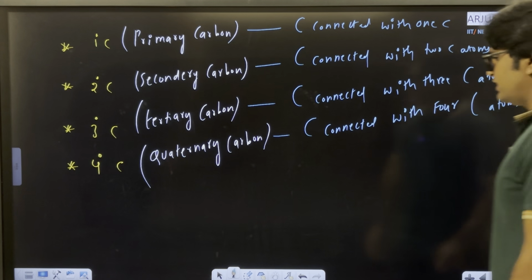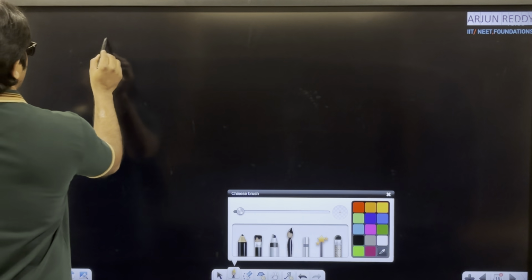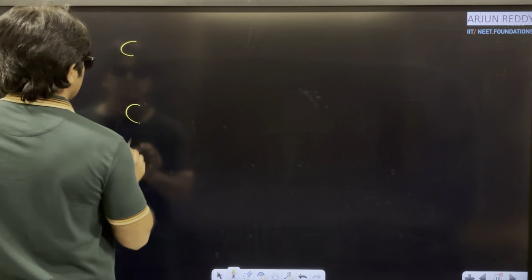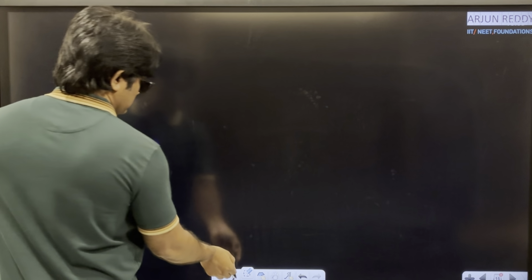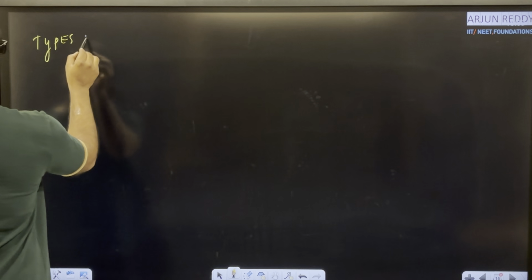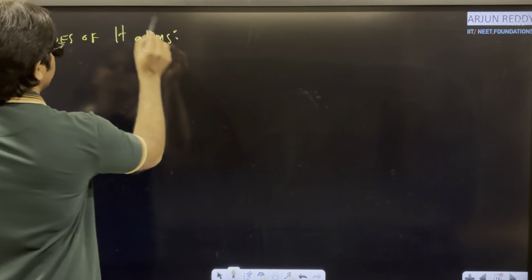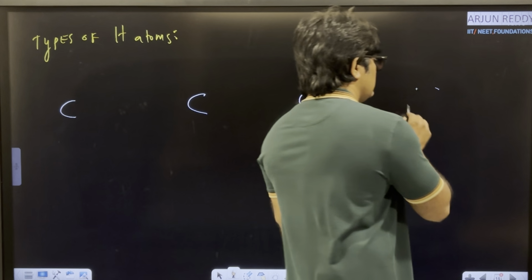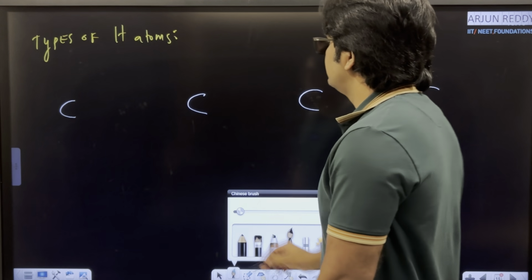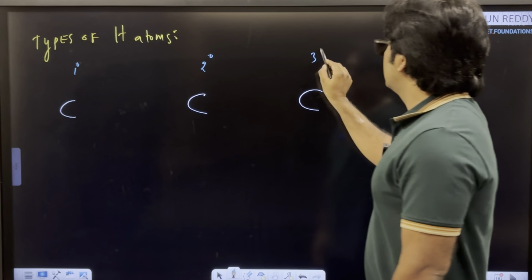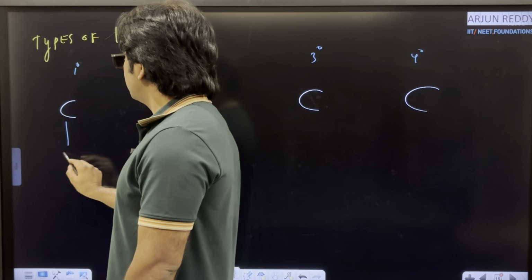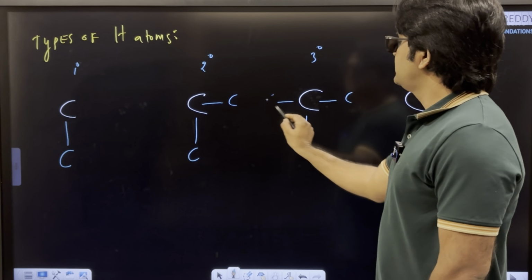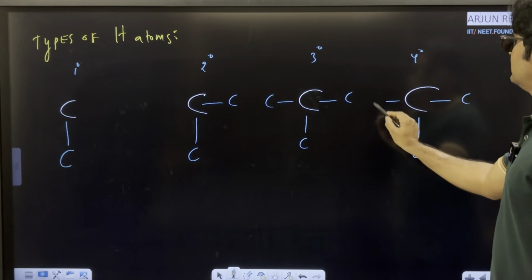Now come to types of hydrogen atoms. To understand types of hydrogen atoms, I am simply taking carbon, carbon, carbon, and carbon. For example, 1 degree carbon, 2 degree carbon, 3 degree carbon, and 4 degree carbon. What is the meaning of 1 degree carbon? Carbon connected with 1 carbon. 2 degree is nothing but carbon connected with 2 carbon atoms. 3 degree is carbon connected with 3 carbon atoms. And what is 4 degree? Carbon, carbon, carbon, again carbon.